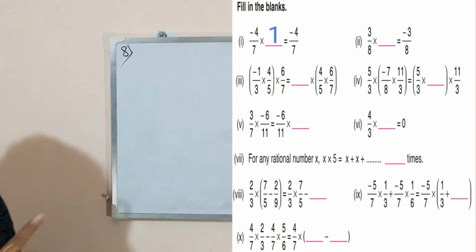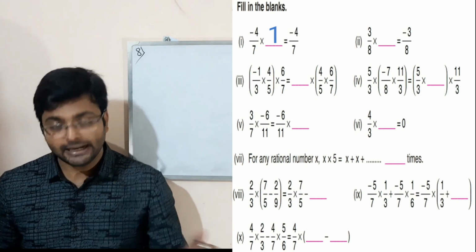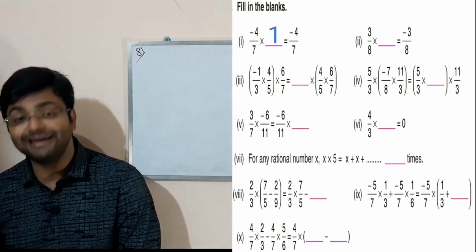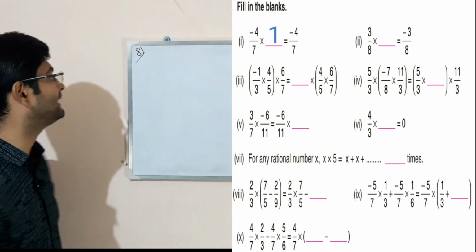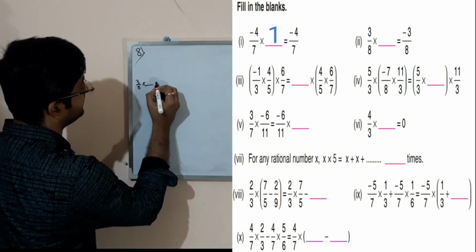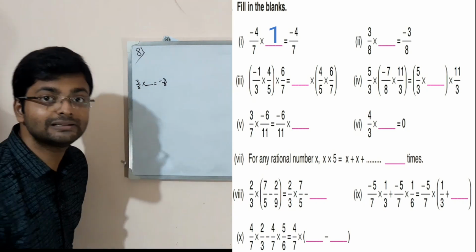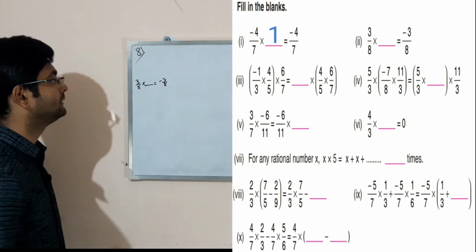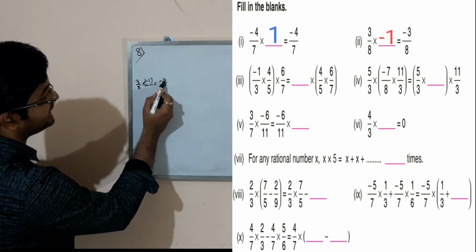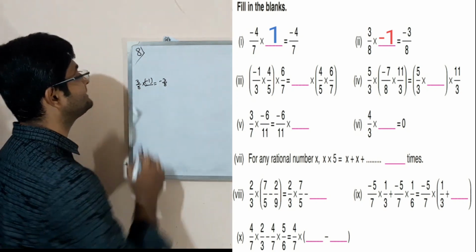So 1 is the answer. Number 2: 3 by 8 into dash, and then into minus 3 by 8. Definitely you can see that 3 by 8 into something gives you minus 3 by 8. So what should the number be? That is minus 1, because if you want to change the sign, you have to multiply by minus 1. So minus 1 is the answer.